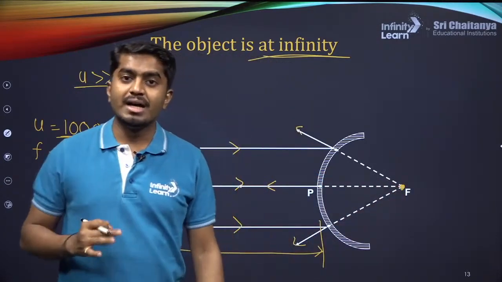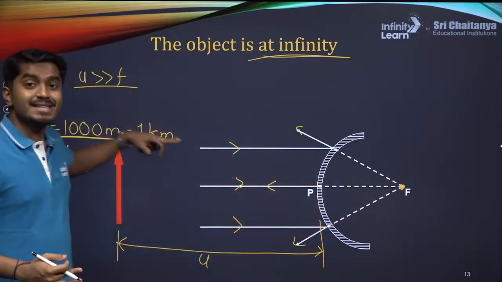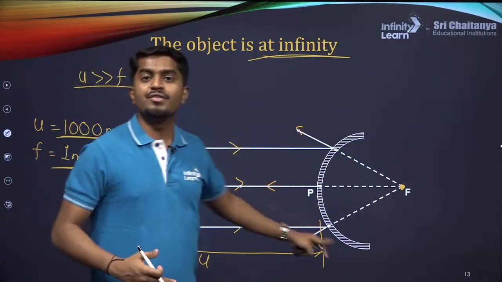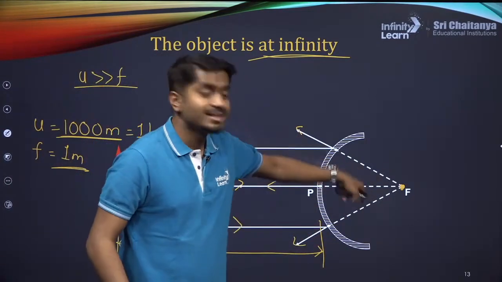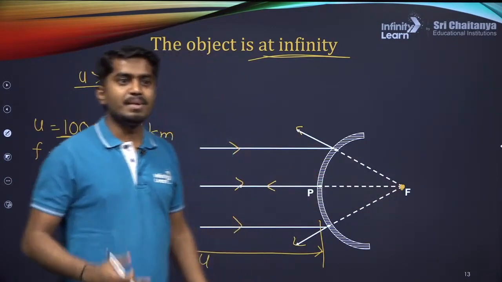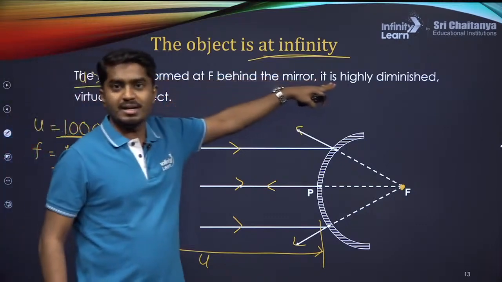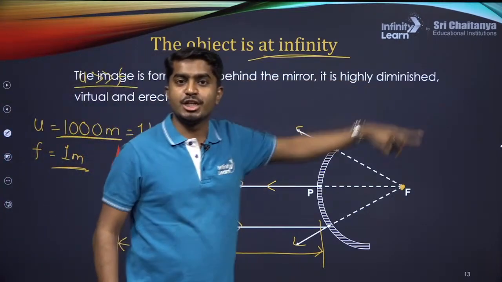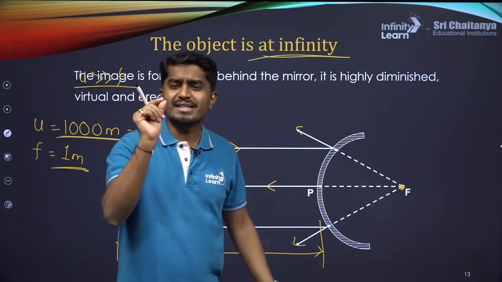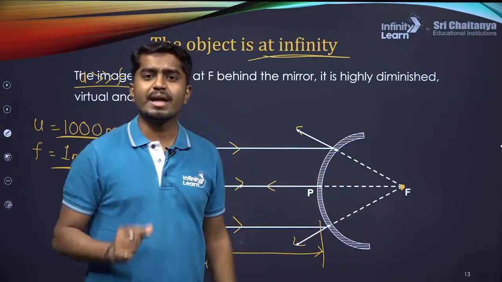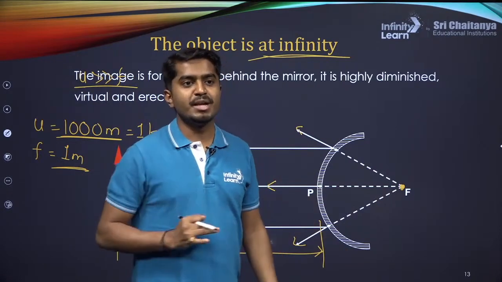तो यहाँ पे क्या होगा? Image will form at the focus. Let's suppose there is a sun and you put a convex mirror in front of the sun, you will get the image of the sun at the focus. That is the meaning, है ना? तो यहाँ पे image is formed behind the mirror. It is highly diminished. You see, the object is very large, but the image is like a point size. बहुत छोटा image है. It is a point size or highly diminished image.